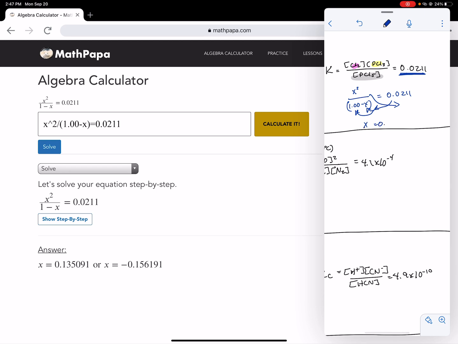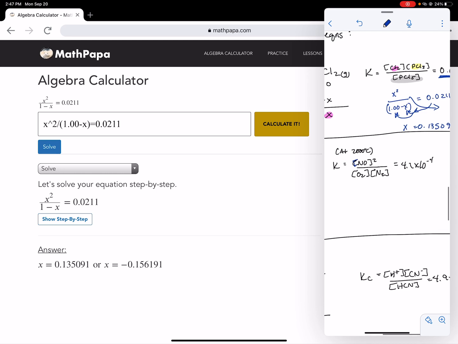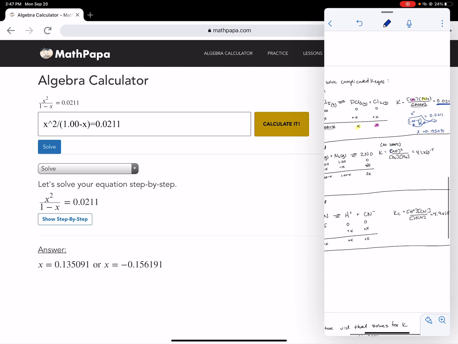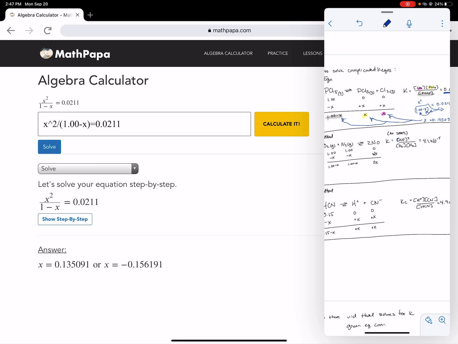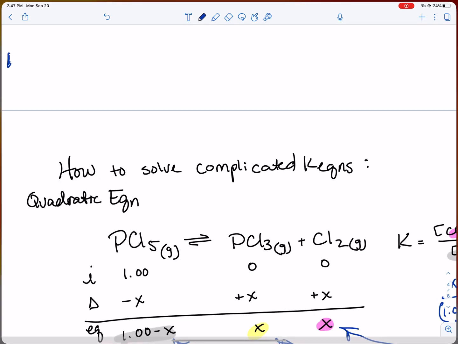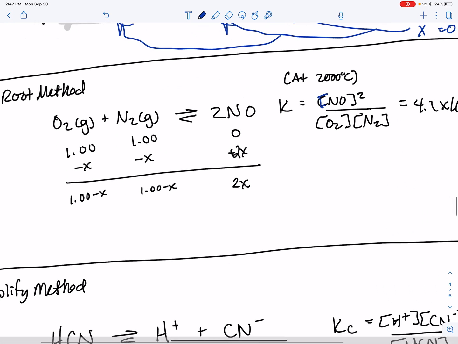X equals 0.135091. And then I'm going to come over here, and just as a note, what I just solved was for this and for this, and then for the x right there. So you can see that's a solved problem. And then I'm going to go back over and solve the second one.